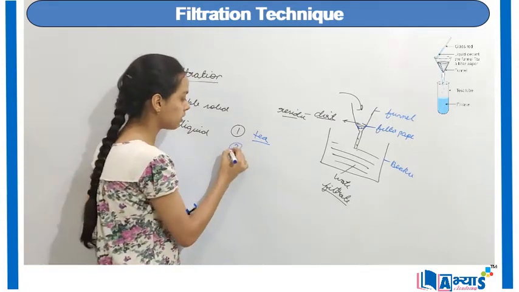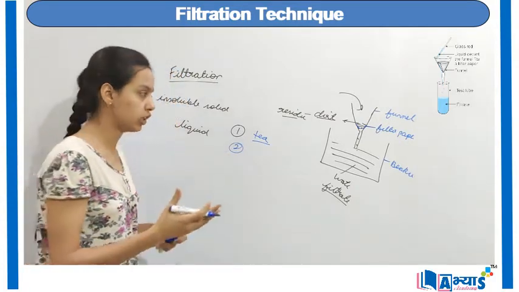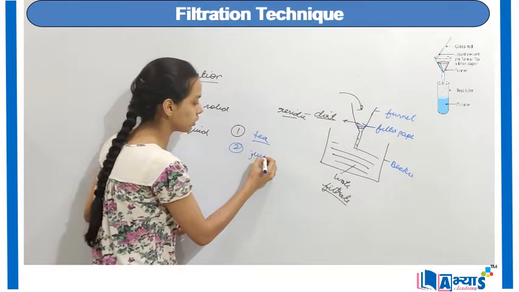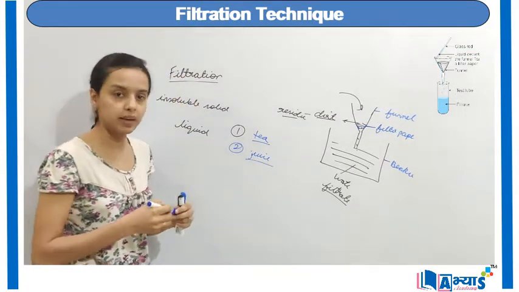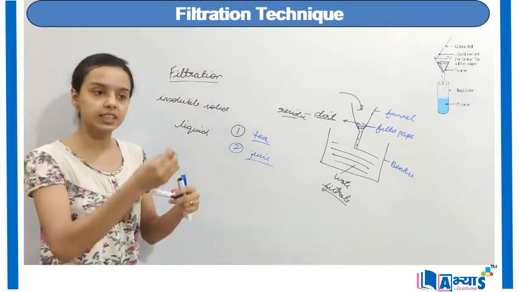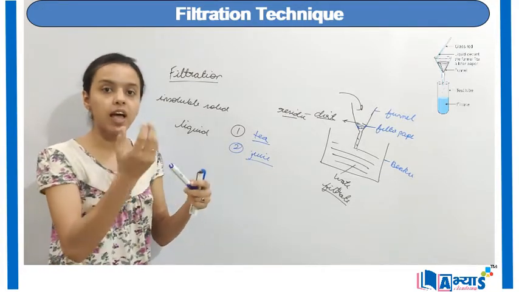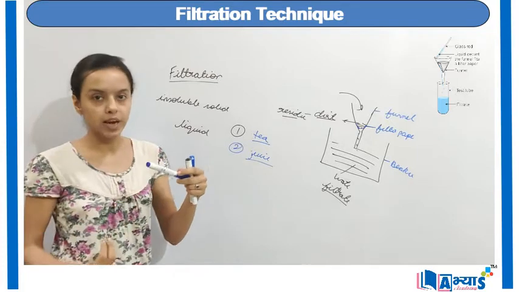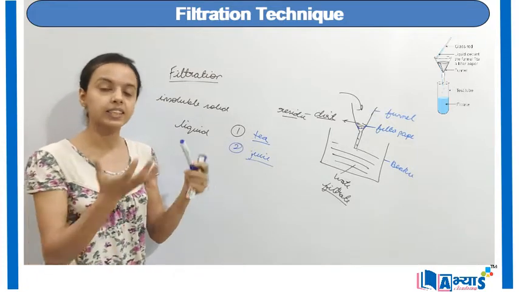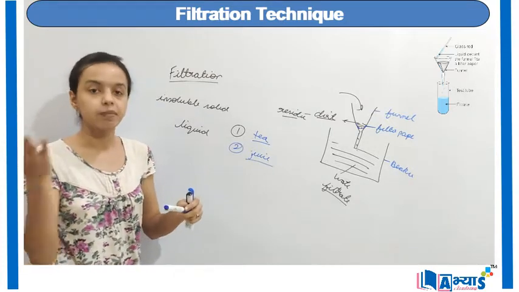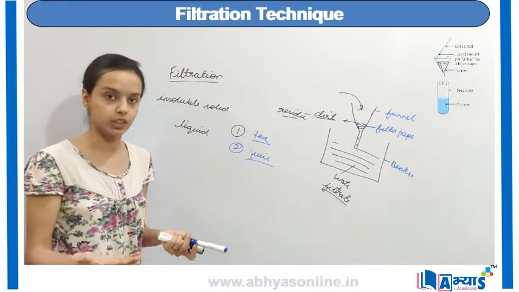Also you can see the concept of filtration in your homes while preparing juice. While you are preparing fruit juice at your home, the seeds or the pulp of that fruit will remain at the top of the filter paper, and the liquid juice of that fruit will come at the bottom. Hence that juice is known as the filtrate and the seeds are known as the residue.